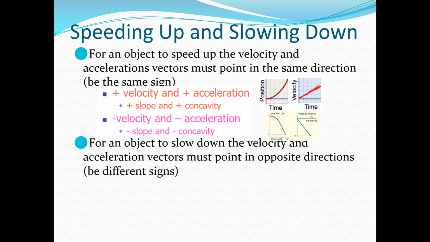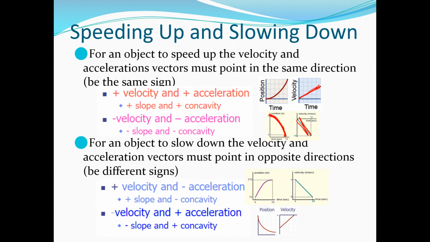Or we could have a negative velocity and a negative acceleration, which results in a negative slope here and a negative concavity. That kind of looks like we're going down. That also means we're speeding up. So as long as our velocity and acceleration are pointing in the same direction, we're going to be speeding up. In order to slow down, we need our velocity and acceleration to point in opposite directions. So we either have a positive velocity and a negative acceleration, or we have a negative velocity and a positive acceleration.